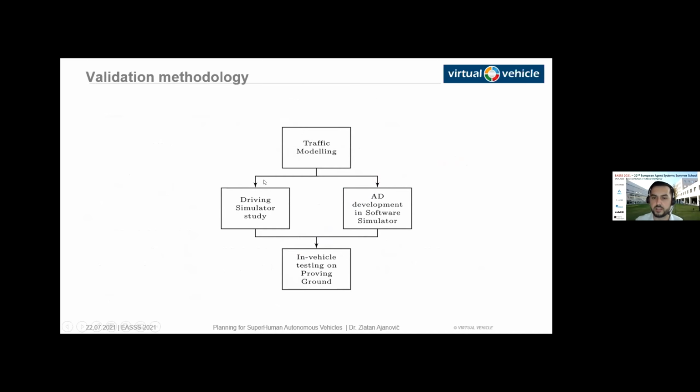We took a realistic traffic situation. We modeled this traffic situation with the road structure, the traffic lights, the other vehicles, and the frequency of a road and so on, and especially the timings of traffic lights, so how they change from green to yellow and to red. Then in parallel, as we saw before, we developed this automated driving software in a simulator, and also we took the driving simulator study. So we took how humans usually drive in this same traffic situation, and then we combined these two results and tried them on a proving ground to compare how automated driving performs compared to human drivers.